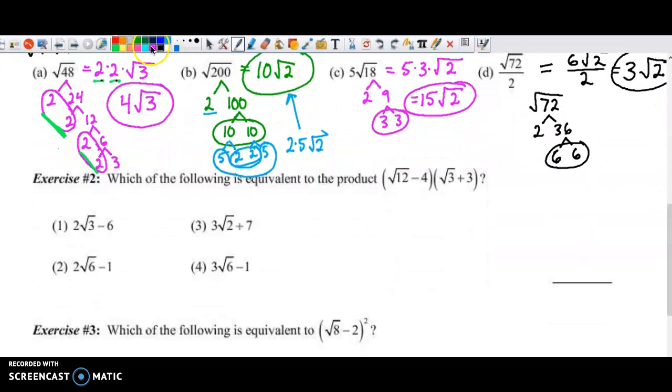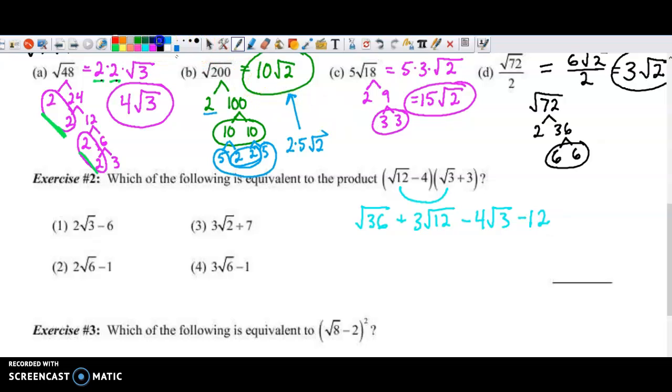And then we could also FOIL these types of problems. So if I look at the next one, we have root 12 times root 3. Okay, well 12 times 3 is 36 and it stays under the radical. Then the outside term cannot multiply whole numbers with radicals. The inside term, you cannot do whole numbers with radicals. And then negative 4 times 3 is negative 12.